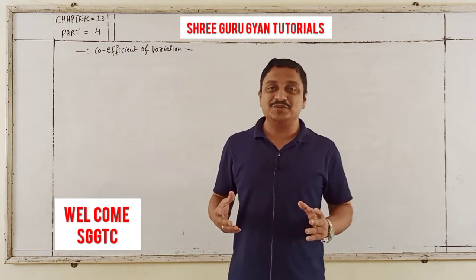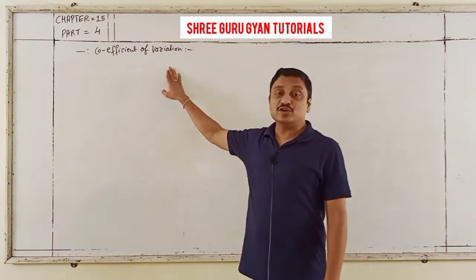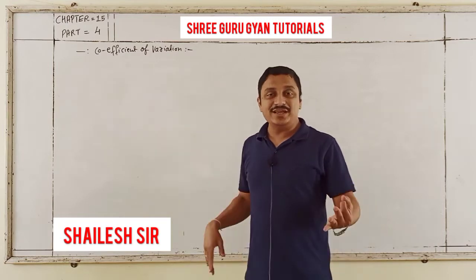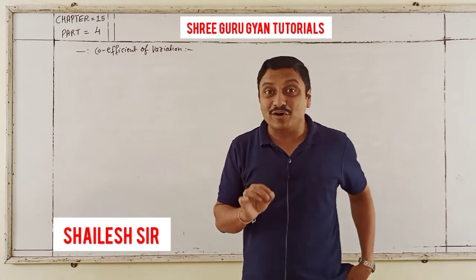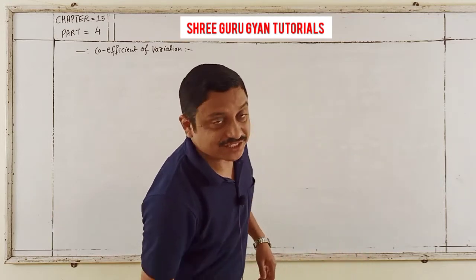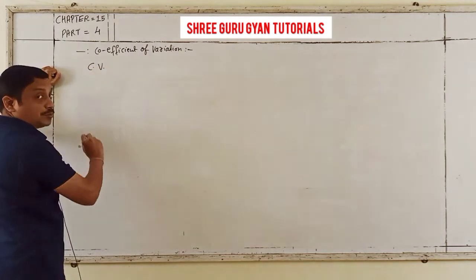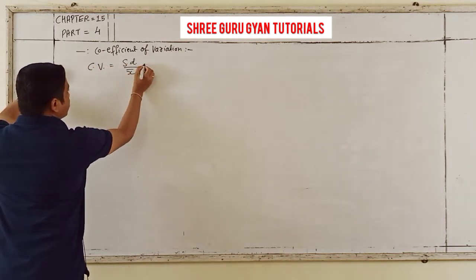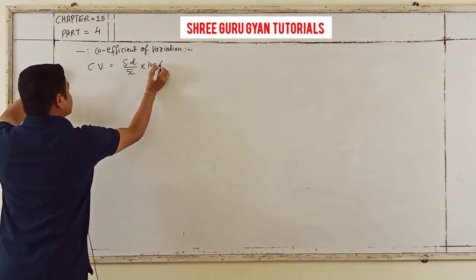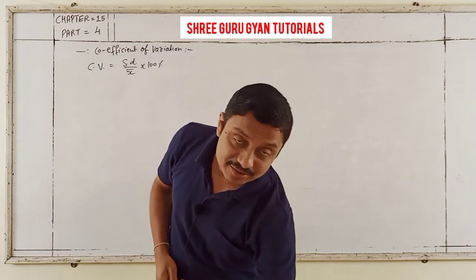In chapter 15 statistics, part 3, today we are going ahead with a new topic: the coefficient of variation, using mean and standard deviation. The simple formula for coefficient of variation, short form CV, is SD upon x bar into 100%. SD and mean are already known to you, standard deviation and mean.